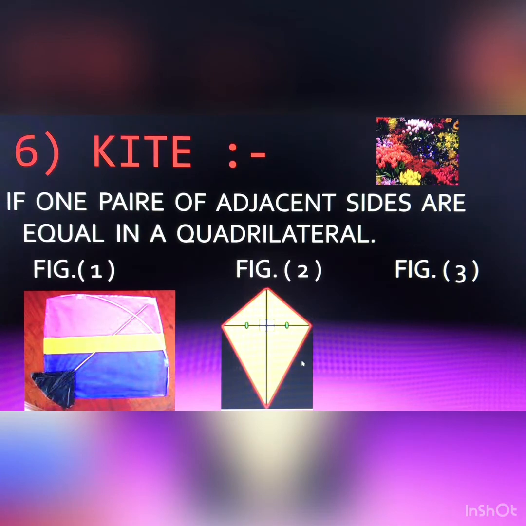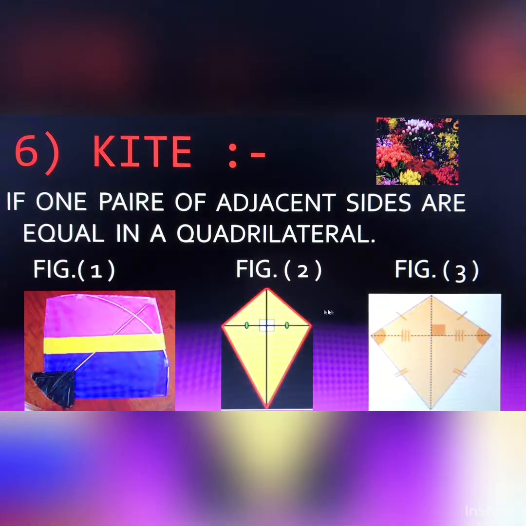One pair of adjacent sides are equal. That's the third example. You can see that this is equal and this is also equal. So this pair is equal and this one is also a pair that is equal. That type of quadrilateral is known as a kite, and the diagonals of the kite intersect at 90 degrees.